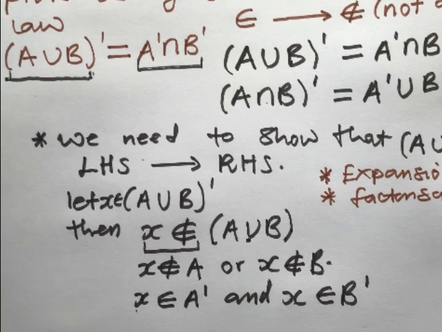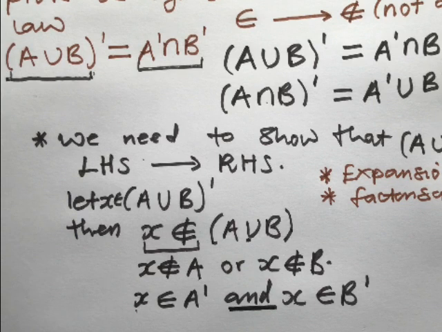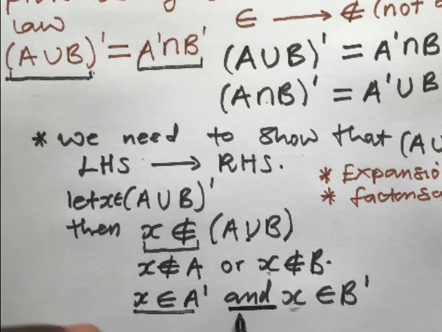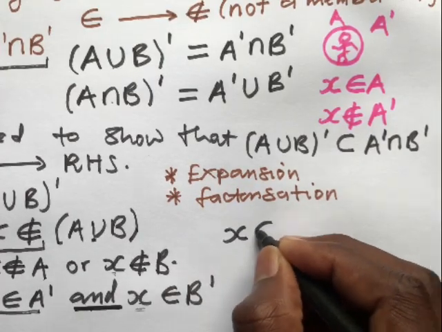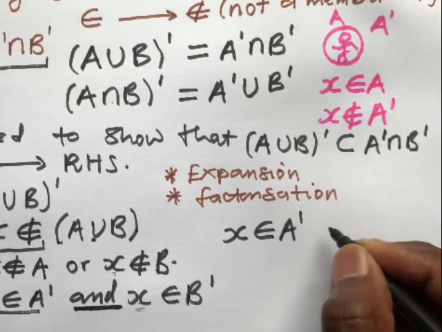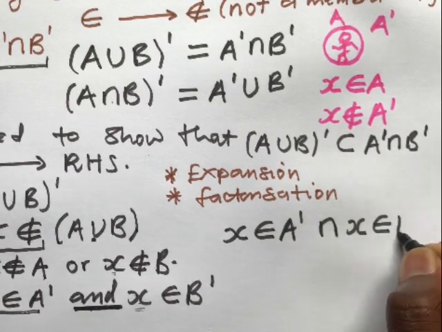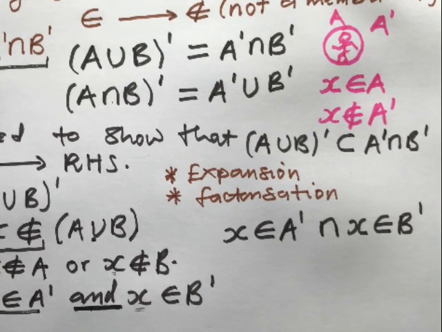If you have seen something like this, how do you combine? Definitely this has to change now. The word has to change to a symbol. How do you change a word to a symbol? We said intersection goes with and. So where there is and, I'm going to replace it with the symbol. So we are going to have X be a member of A complement intersection X be a member of B complement.